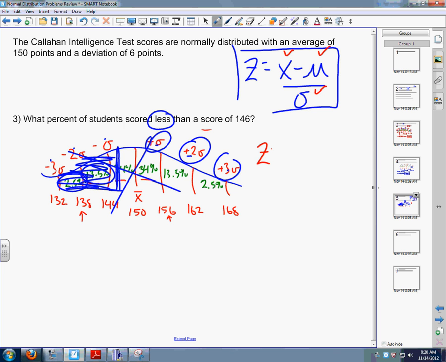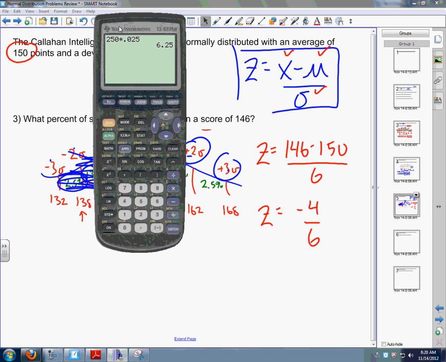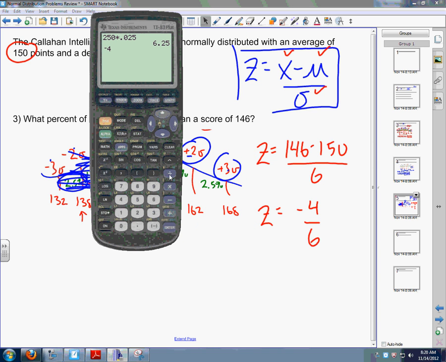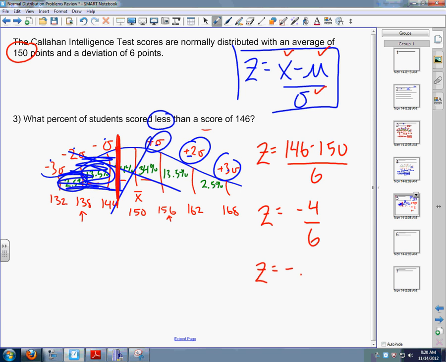So first thing I'm going to do, find a z-score. 146 minus my average, all over my deviation of 6. So this is -4/6. We said it should be about right here. So anything below the average is a negative z-score. So you go to your calculator, you say -4 divided by 6. Okay, -0.66 repeating. So we'll just call it this.